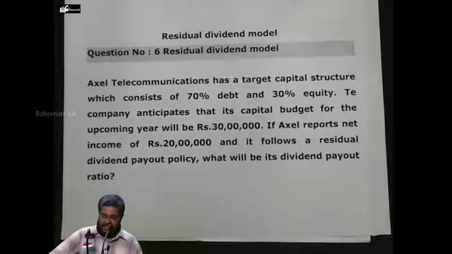Axel Telecommunications has a target capital structure which consists of 70% debt, 30% equity. What is the meaning of that? Whenever they want money, they go for how much borrowing? 70 rupees. How much owner fund? 30 rupees. The company anticipates that its capital budget for the upcoming year will be 30 lakhs. If Axel reports net income of 20 lakhs and it follows residual dividend policy, what will be its dividend payout ratio?